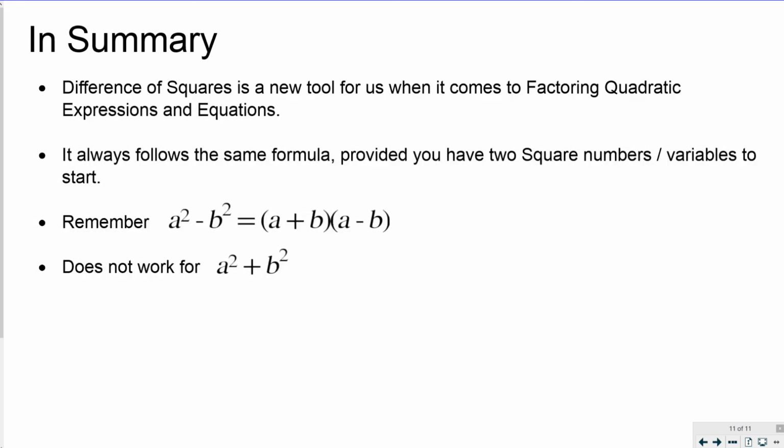So in summary, guys, the difference of squares is a new tool for us when it comes to factoring quadratic expressions and equations. It always follows the same formula, provided you have two square numbers and variables to start. Or if you can factor them, then you can follow the same formula. By factor, I mean use a GCF. Remember that a squared minus b squared does factor into a plus b times a minus b, but this does not work for a squared plus b squared. They will not factor the same.